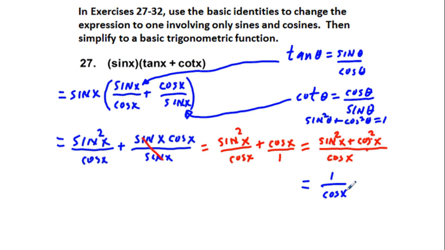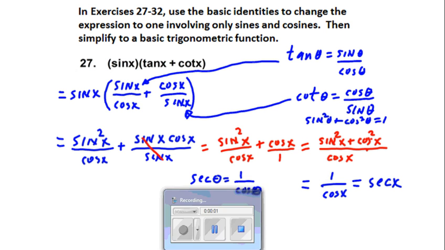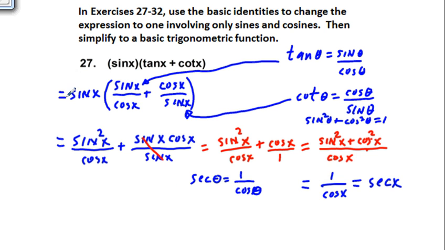And our cosine identity is our secant theta is the reciprocal of cosine theta. So therefore, 1 over cosine x is going to be secant x. And that should be our answer. We're going to go to our calculator and test for equivalency.